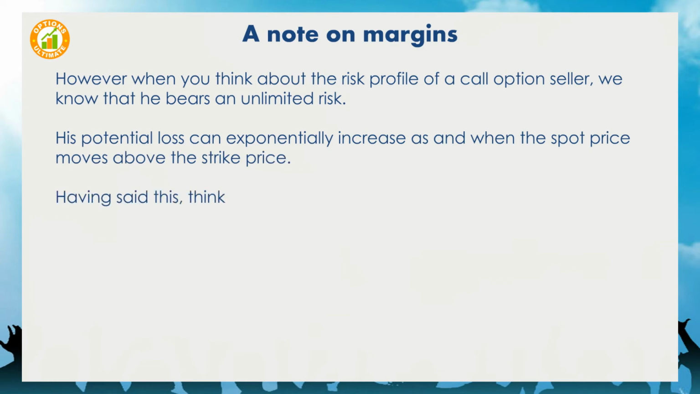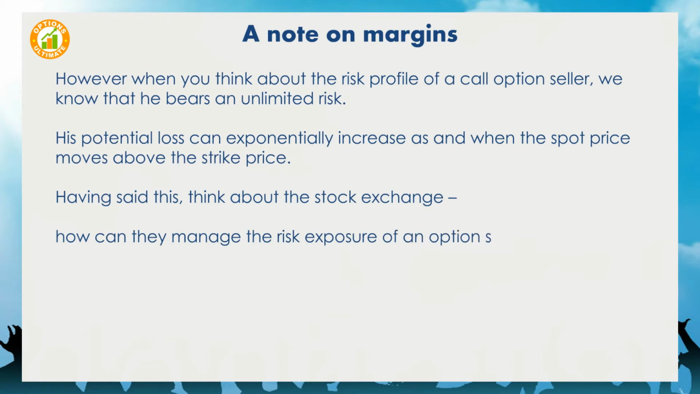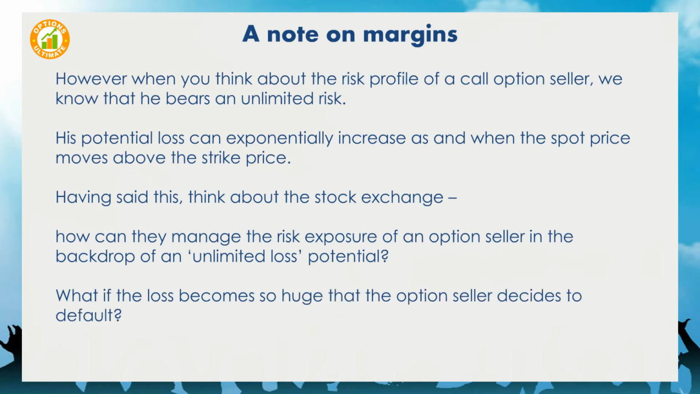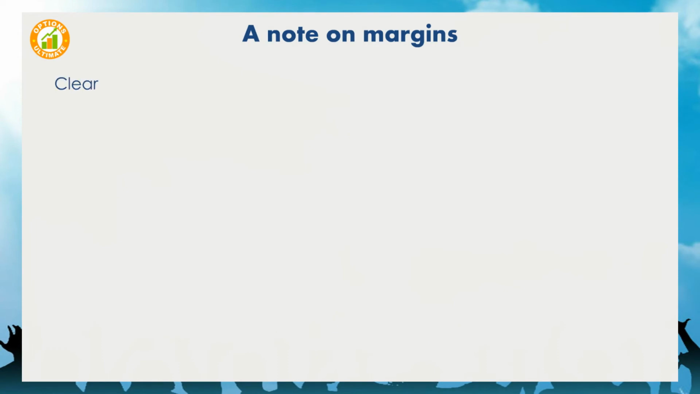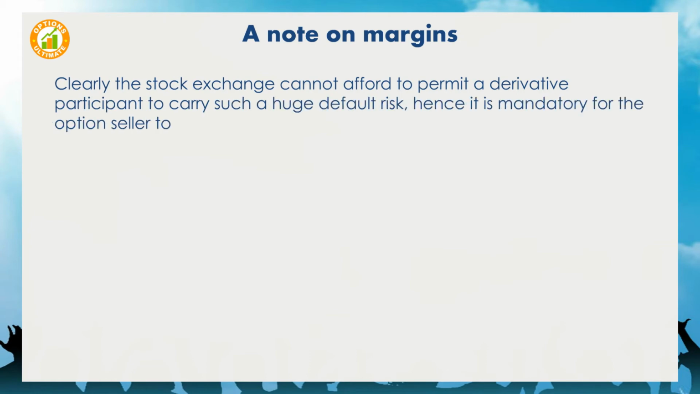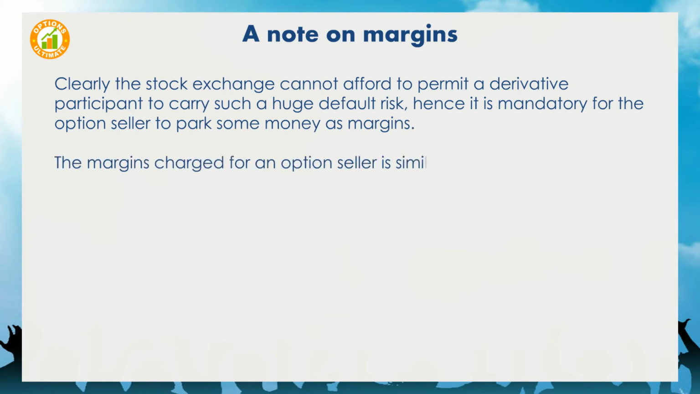Having said this, think about the stock exchange. How can they manage the risk exposure of an option seller in the backdrop of an unlimited loss potential? What if the loss becomes so huge that the option seller decides to default? Clearly, the stock exchange cannot afford to permit a derivative participant to carry such a huge default risk, hence it is mandatory for the option seller to park some money as margins. The margins charged for an option seller is similar to the margin requirement for a futures contract.